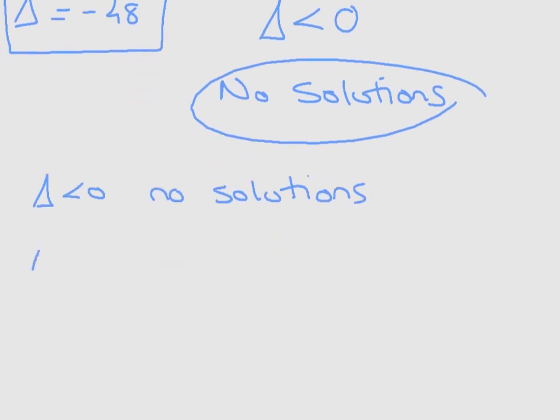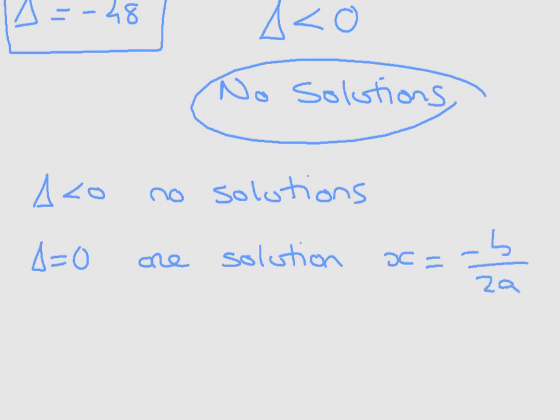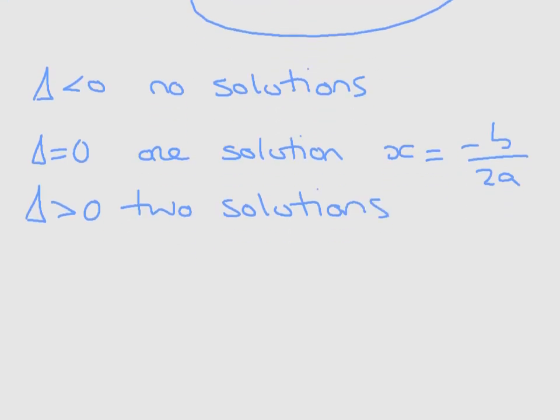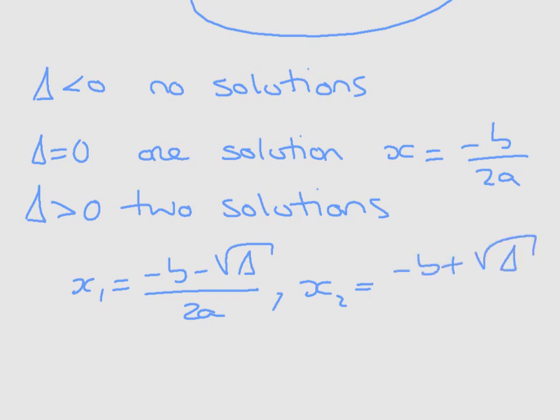If delta is equal to 0, there is one solution, and that's given by x is equal to negative b over 2a. And last but not least, if delta is positive, there are two solutions, and the formula for these solutions are x1 equals negative b minus the square root of delta over 2a, and x2 is equal to negative b plus the square root of delta over 2a. And there we go.